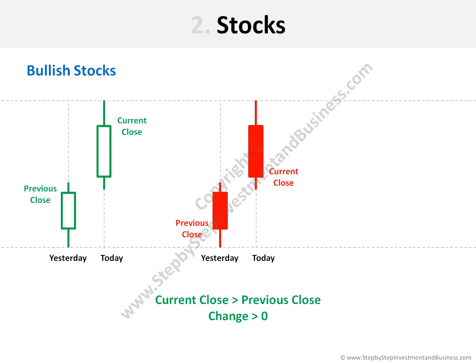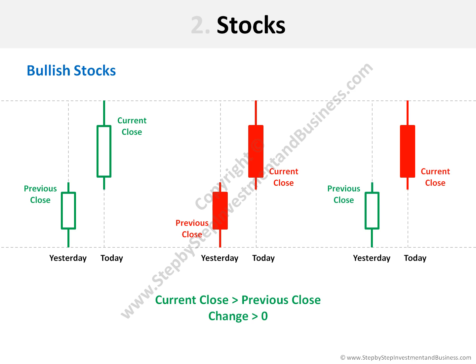Here is another example of a bullish stock but with bearish candlesticks. As they are bearish candlesticks, the bottom end of the body represents the close. Even though both candlesticks are bearish, the close of the candlestick of today is higher than the close of the candlestick of yesterday. So, despite being bearish candlesticks, we have a bullish stock because the current close is higher than the previous close. That is, there was a positive change in the stock price from one trading day to the next.